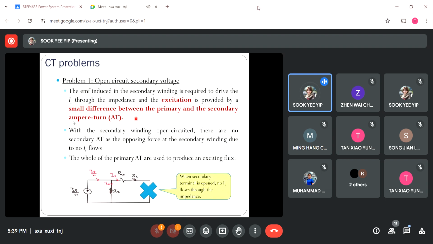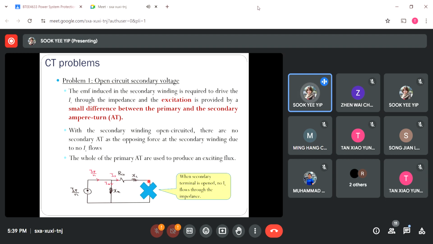What are the possible issues that might be faced if we are applying the current transformer for measurements? The first problem here is actually what we have learned just now, where it states that the secondary side of the current transformer should not be left open circuit, if you still remember.